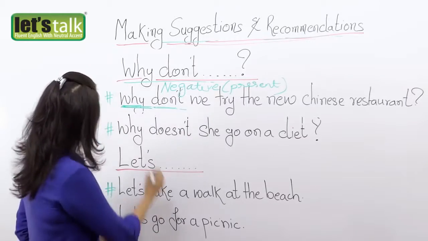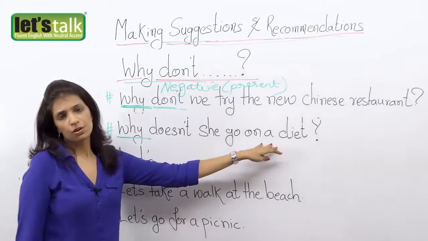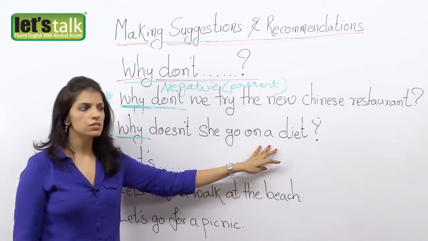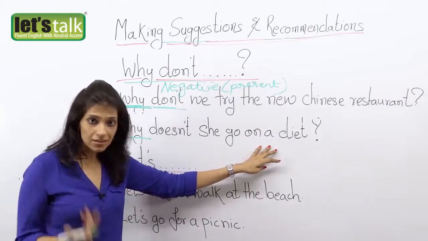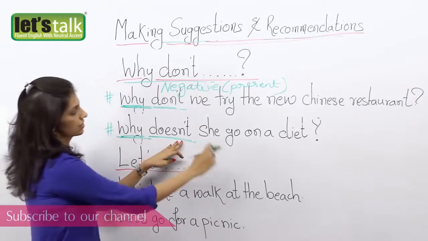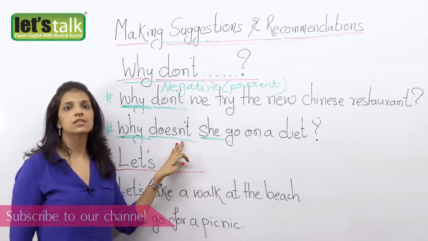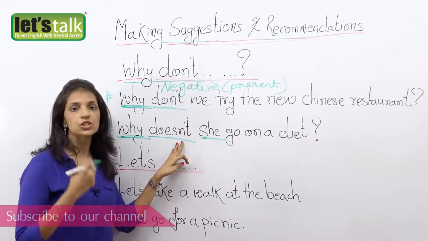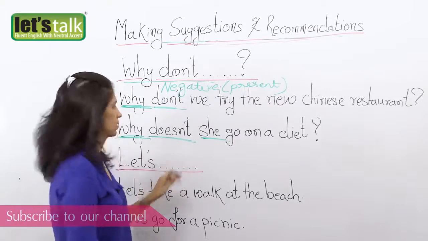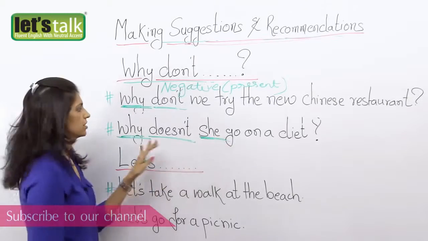Okay, in my next example, why doesn't she go on a diet? Well, my friend has put on a lot of weight, and she's cribbing all the time. So I say, why don't you go on a diet? Yeah, I'm making her a suggestion. So why doesn't? Because it's the third person, for which we always use does or doesn't. He, she, it. I, you don't. He, she, it doesn't. We don't. They don't. So because I'm talking about a third person who's my friend, I say, why doesn't she go on a diet?